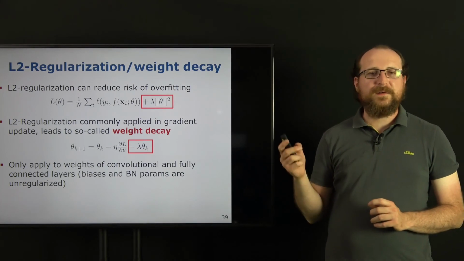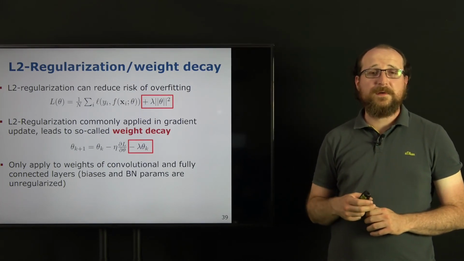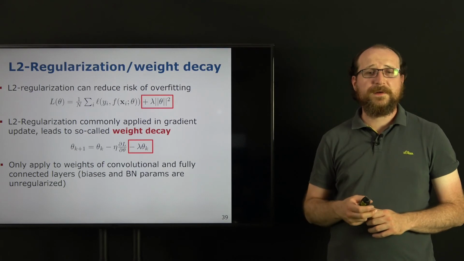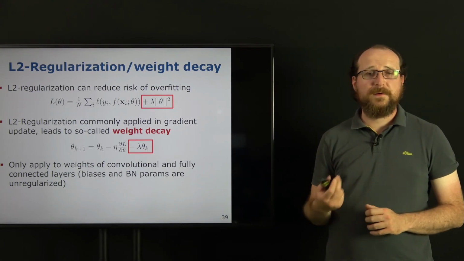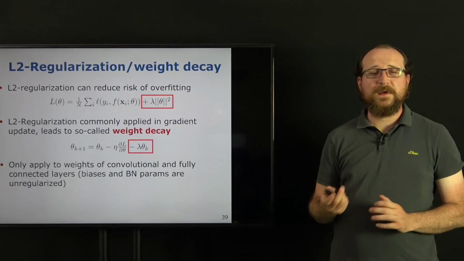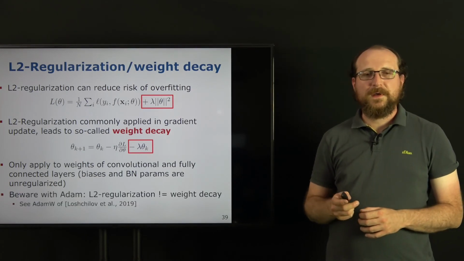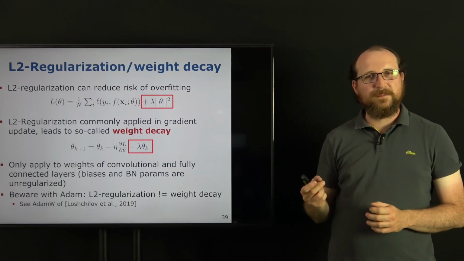And the important part here is that we apply this weight decay basically only on the weights of the convolution and fully connected layers, but not on the biases and the batch norm parameters in the end. They are staying unregularized. And one has to pay attention here.